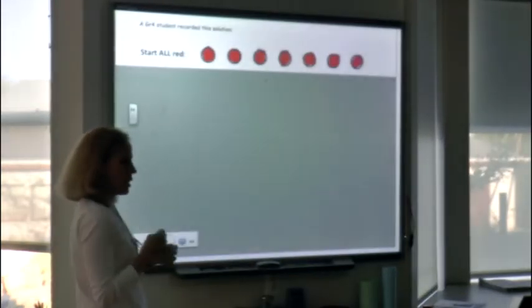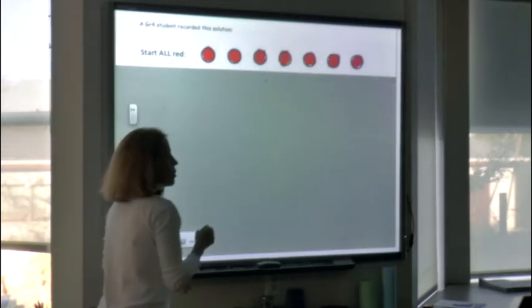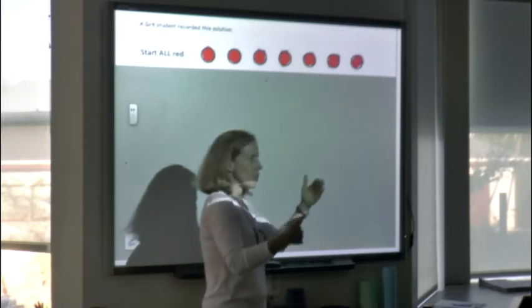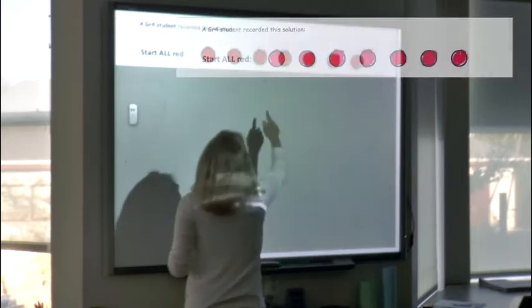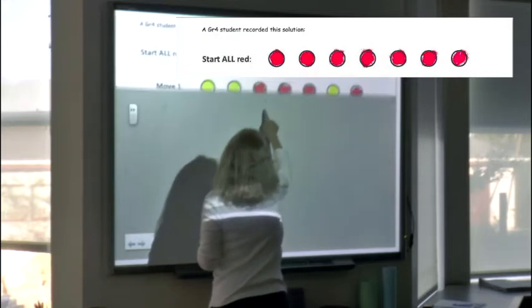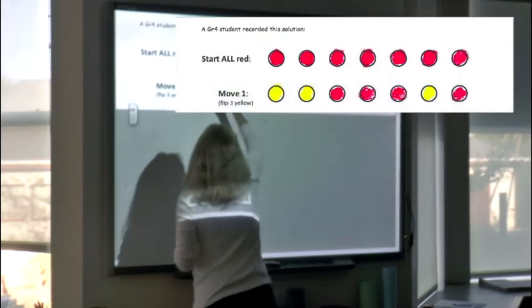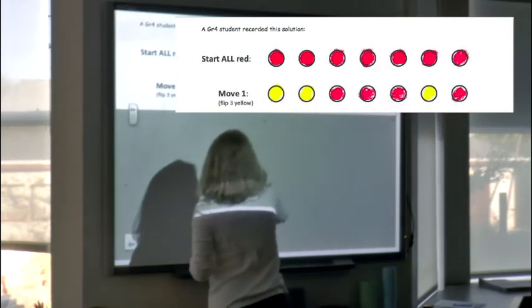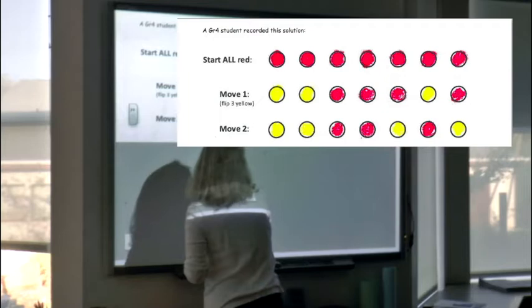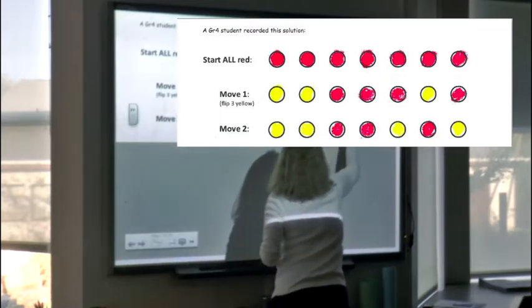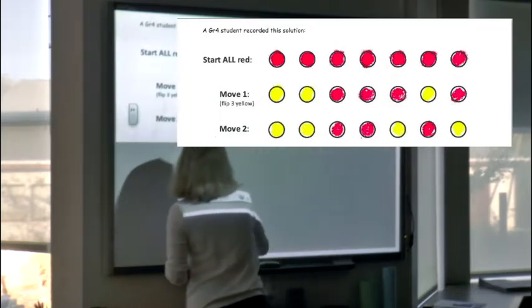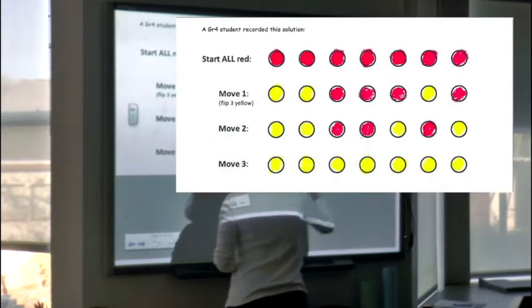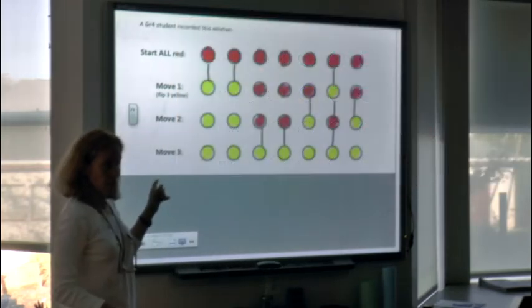This young man looked at it, and this was his first try. So I gave him a recording sheet, and I said, record what you did, because I wanted to see if he could repeat his steps, right? So he started all red, so he's colored them red. And then in his next move, he turned 1, 2, 3 over. And then in his next move, he turned 1, 2, 3 over. And by doing that, he gave himself 3 reds. So he solved the puzzle in 3 moves, which is rather elegant, isn't it?